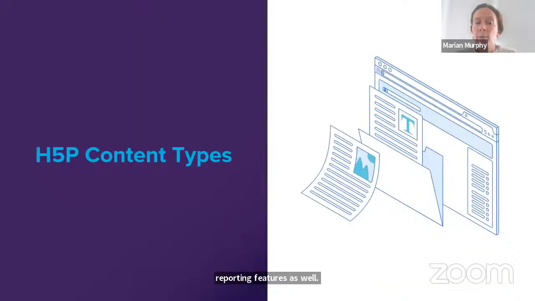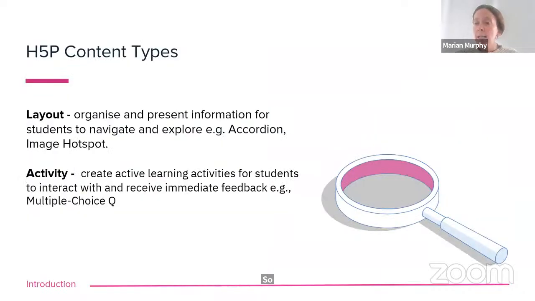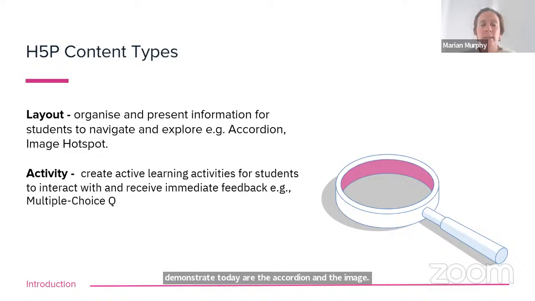So then looking at the different H5P content types. They are classified into the layout content types and the activity content types. Firstly, layout content types is really about organizing and presenting your learning material for the student to navigate and explore. And as I mentioned, two of the examples of H5P content types that I'll demonstrate today are the accordion and the image hotspot, and I'll talk more about them in a second.